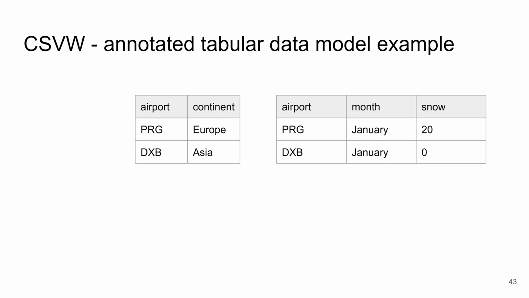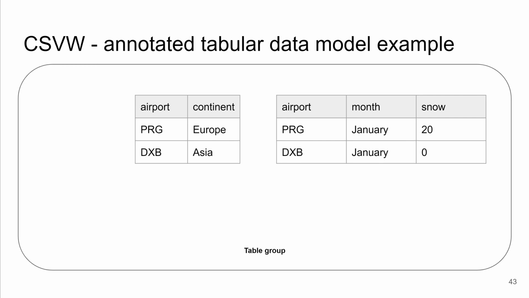Let's have an example of an annotated tabular data model. So we'll have the two relational tables that I started this lecture with. The first one, airports and continents. The second one, airports and amount of snow in months. So these two together form a table group.